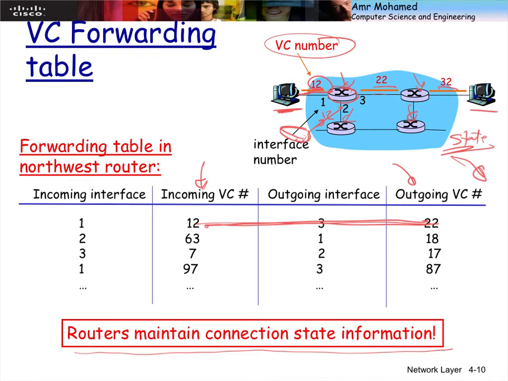And that's more efficient. What's not more efficient is maintaining the states and all these other things that we talked about. So we understood why virtual circuits don't have a globally unique number. Okay, good.